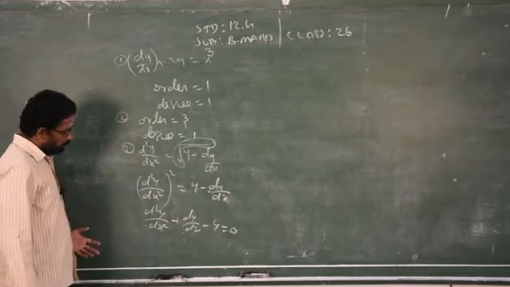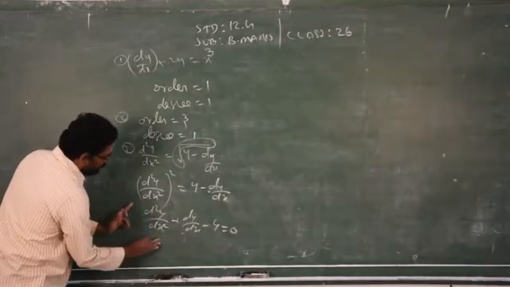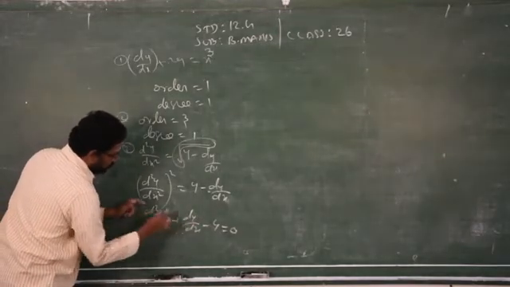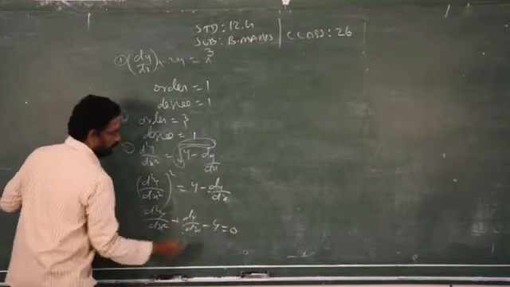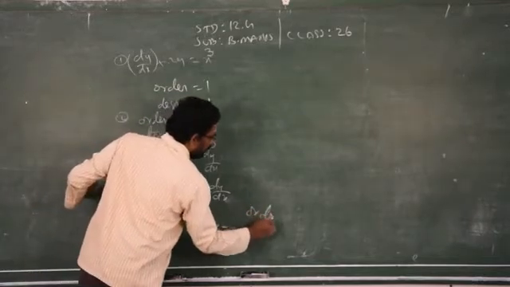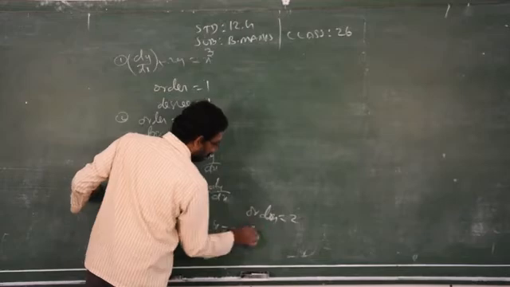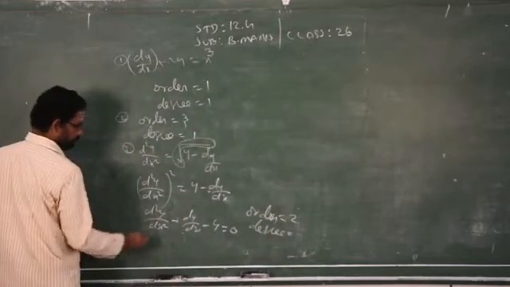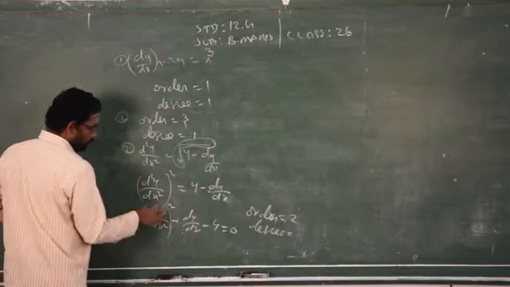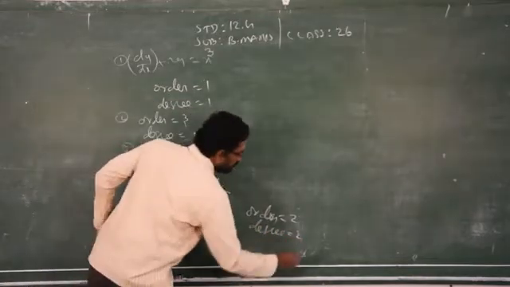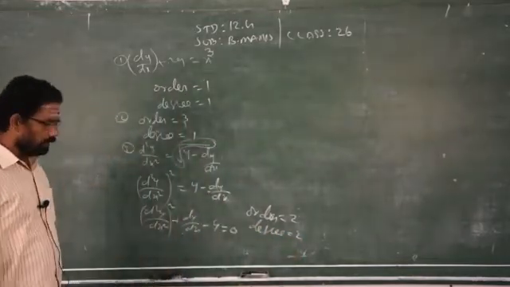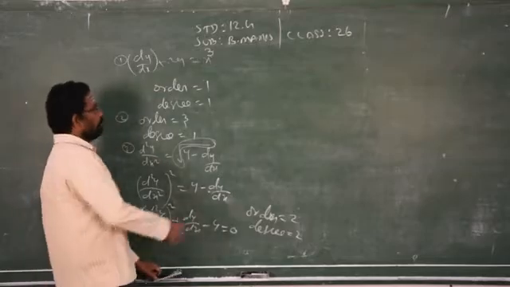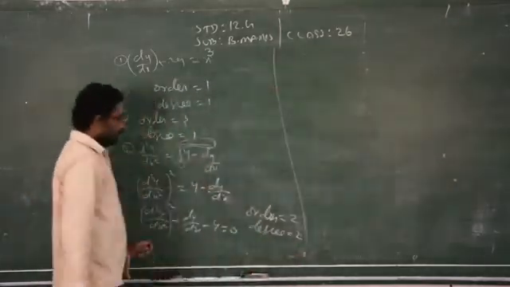How do you find order? Highest order. What is the highest order? Here 2, there 1. So 2 is the highest order. Therefore, order is equal to 2 and its power. What is the power? Power is also 2. Therefore, degree is also 2. So order 2, degree 2. Clear? So this is the method to find out order and degree.